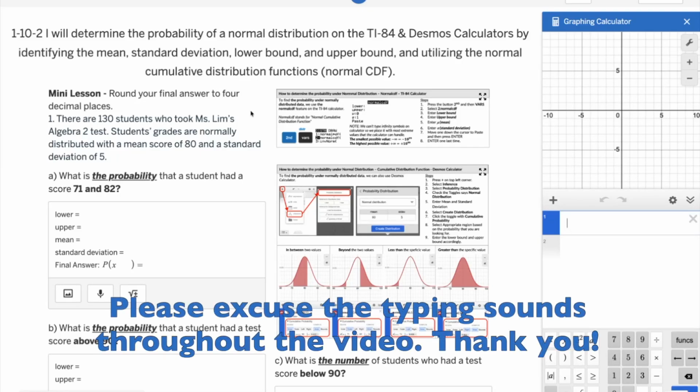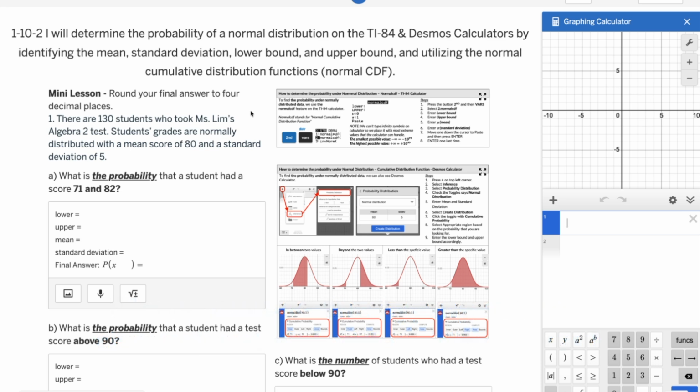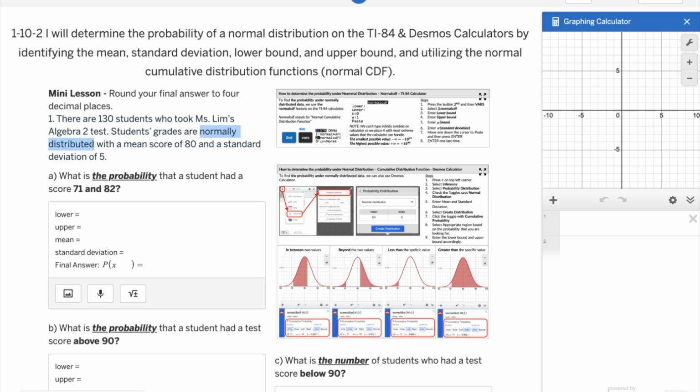So I'm going to go over this question together to find the probability in normally distributed data. The question goes: there are 130 students who took Miss Lim's Algebra 2 test. Students' grades are normally distributed with a mean score of 80 and a standard deviation of 5. And we are looking for the probability that a student scored between 71 and 82.